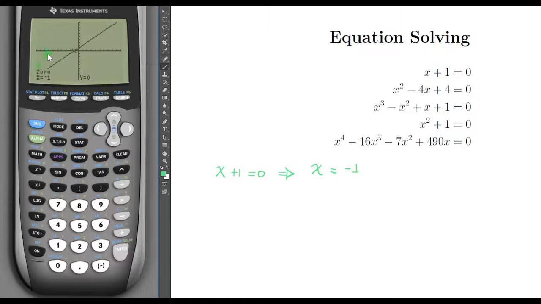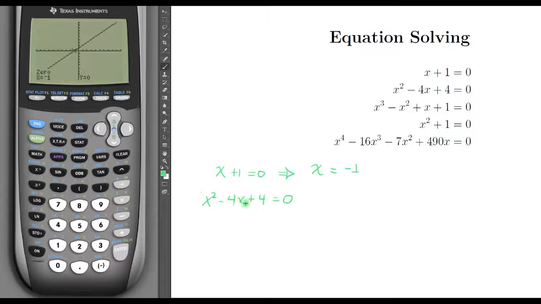I prefer the graph one because it gives you all the zeros at once and you don't have to guess where they are. But both methods are useful. So let's do the next one: x squared minus 4x plus 4. Now mathematically, again, x squared minus 4x plus 4 equals 0.